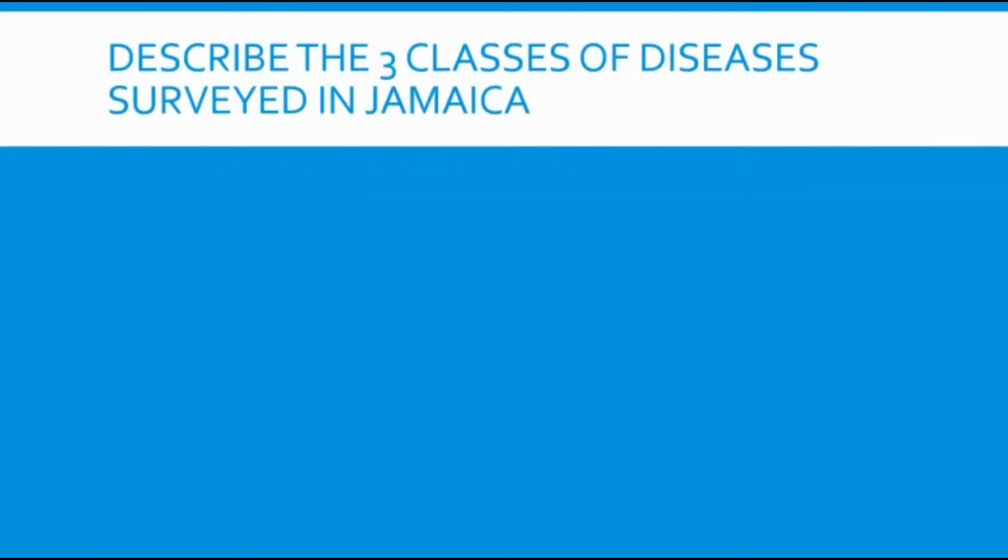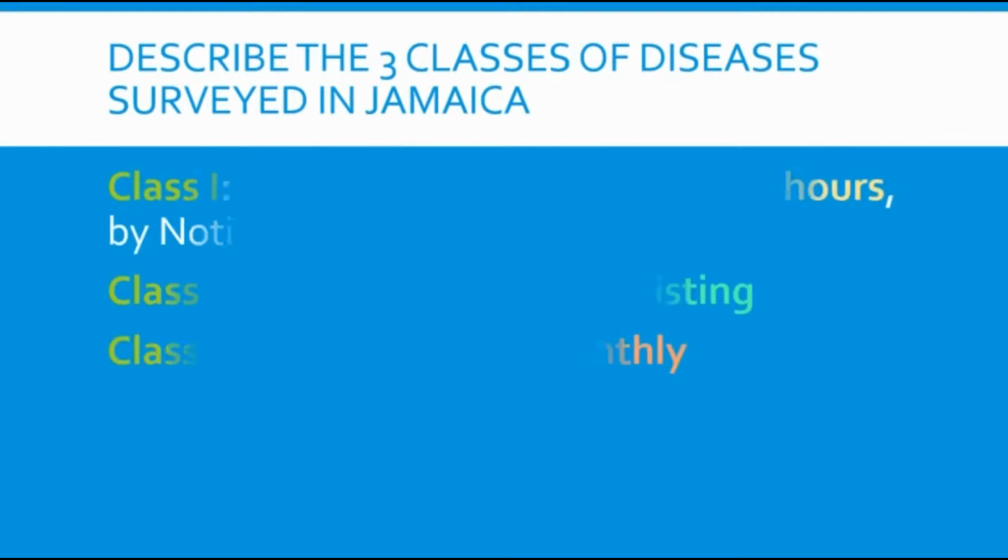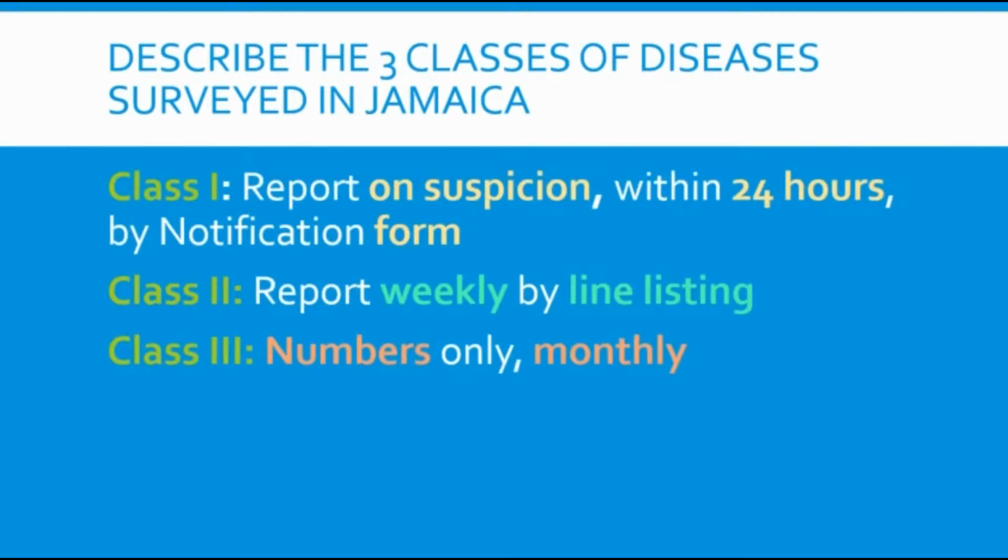Describe 3 classes of diseases surveyed in Jamaica. Well, we have classes 1, 2, and 3. Class 1, we report on suspicion within 24 hours by a notification form. Class 2, we report it weekly by line listing. Class 3, we do the numbers only and we report this monthly.